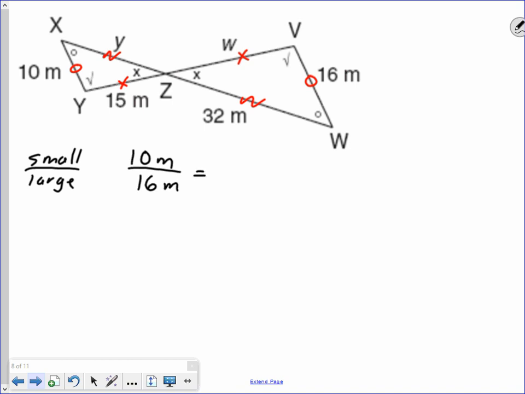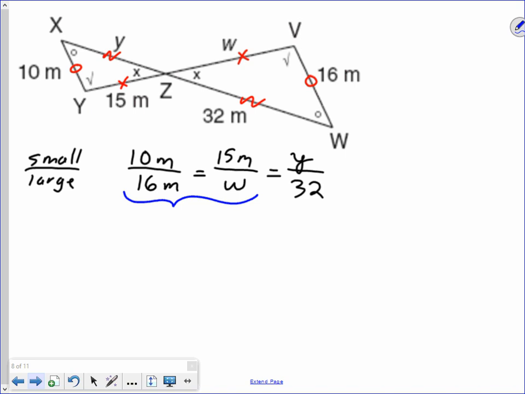In my next one, the one with the two X's, I've got 15 meters in the small triangle, which corresponds to W in the large triangle. And my last one, the one with the squiggle, is Y in the small triangle and 32 in the big triangle.